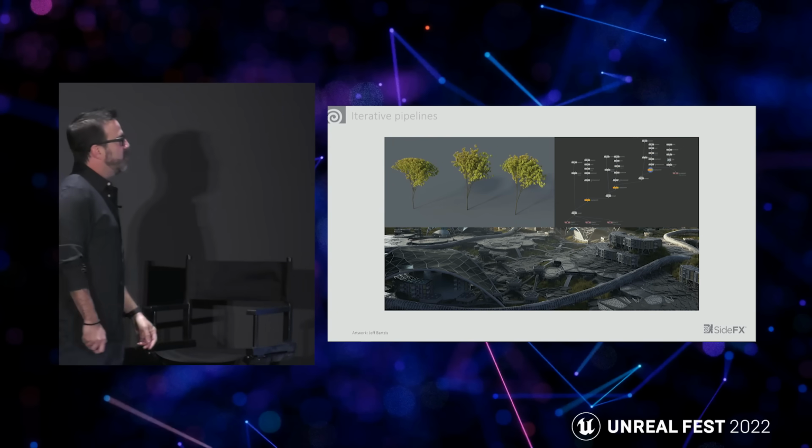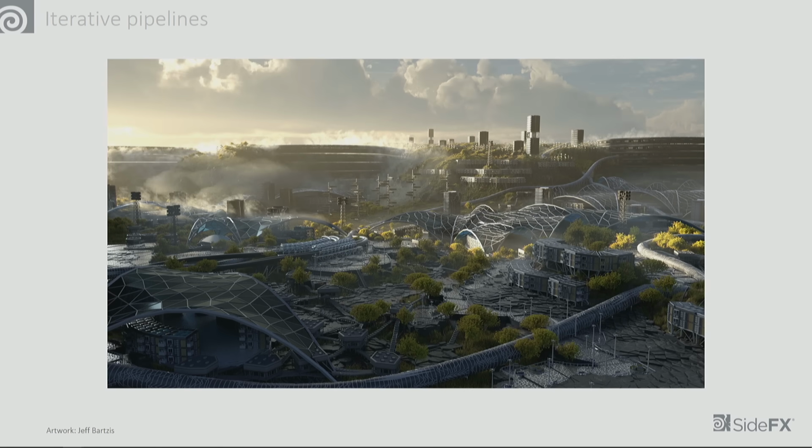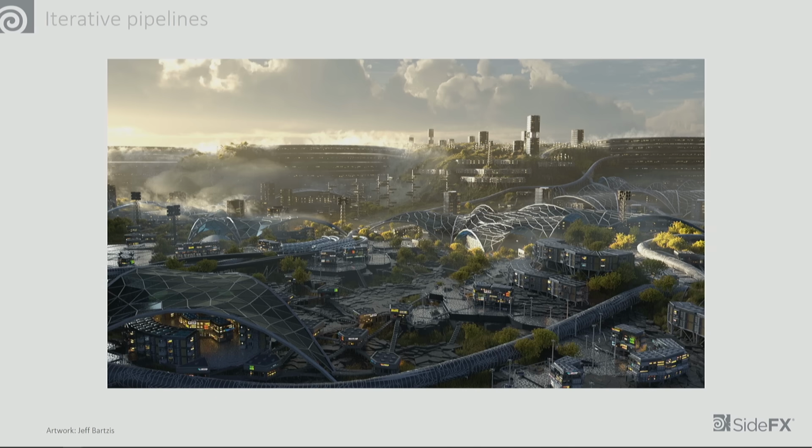Here, there are also L-systems in use to generate some basic trees that are then scattered in some of the empty spaces throughout the environment. And then some more details are added, like lighting and so on.